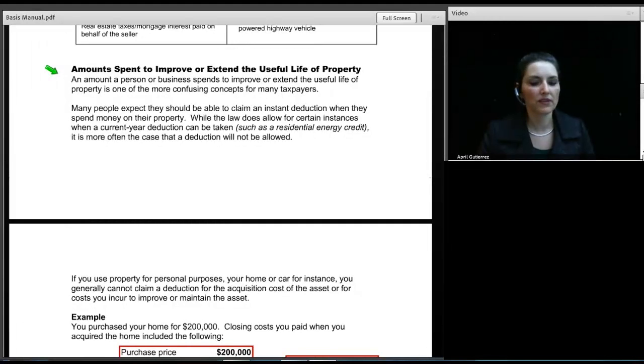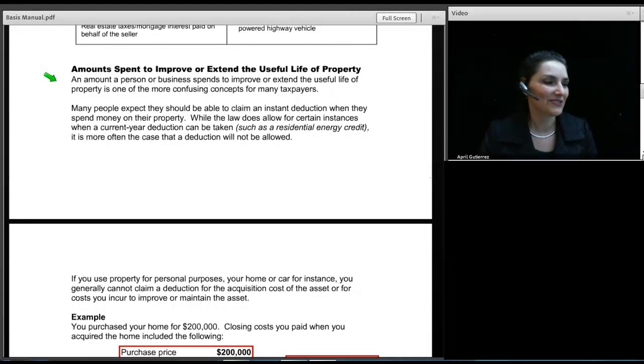Amounts spent to improve or extend the useful life of property. An amount that a person or a business spends to improve or extend the useful life of property is one of the things that does confuse my clients a great deal, and I've also noticed that it also confuses a lot of my tax preparers.